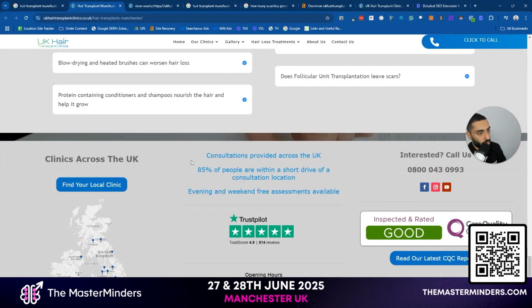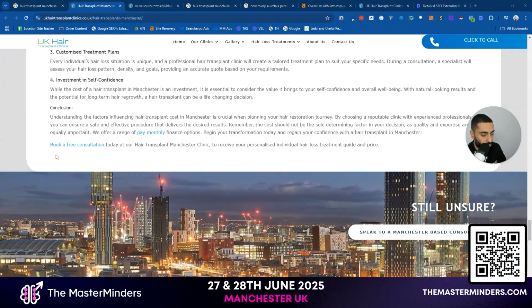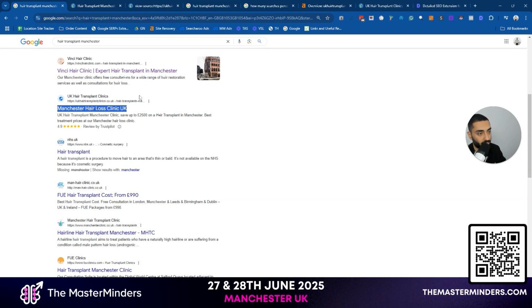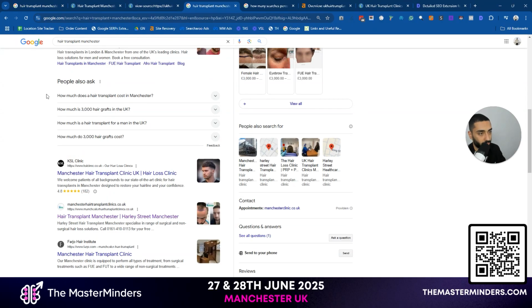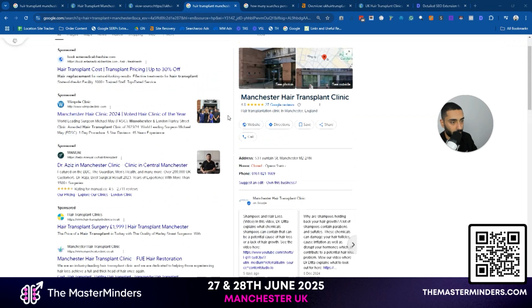So now that we've got the website structure out of the way, we'll take a look at the actual on-page SEO. Let's take a look at the content and see if it's actually sufficient to rank. Now, obviously, Google rewards content that is well written. It's for the user. I don't want to bore you too much on that.